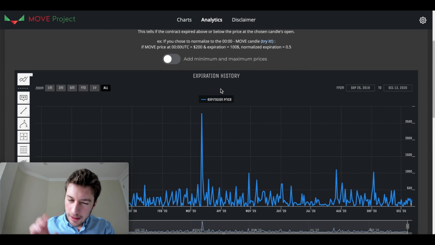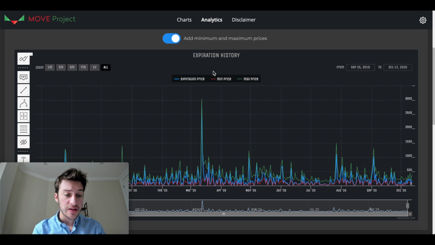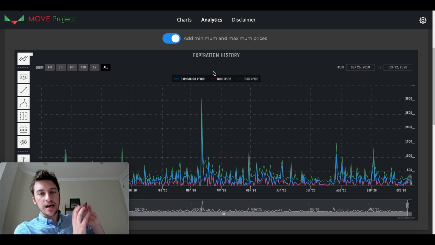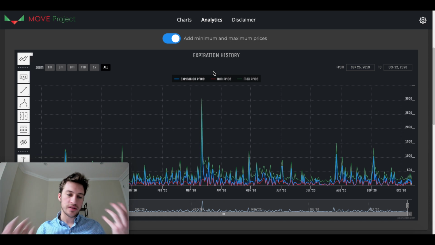It might be a little bit complex, and I hope it's not too complex for you guys, and I hope that makes sense, but it's just comparing any specific time on average to expiration, when's the best time to buy and when's the best time to sell.